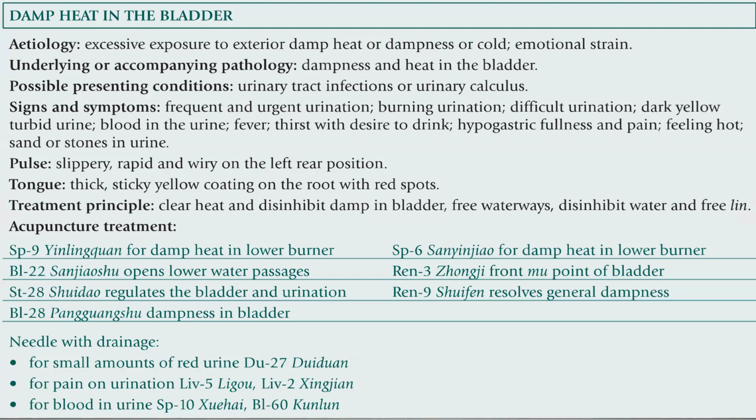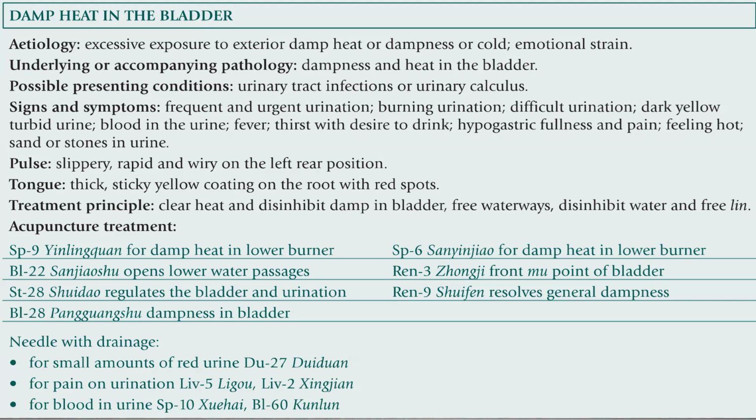For the summary of damp heat in the bladder, the etiology: there is excessive exposure to exterior damp heat or dampness or cold, emotional strain. Underlying or accompanying pathology: there is dampness and heat in the bladder. Possible presenting conditions: urinary tract infection or urinary calculus. Signs and symptoms: frequent and urgent urination, burning urination, difficult urination, dark yellow turbid urine, blood in the urine, fever, thirst with desire to drink, hypogastric fullness and pain, feeling hot, sand or stone in urine.